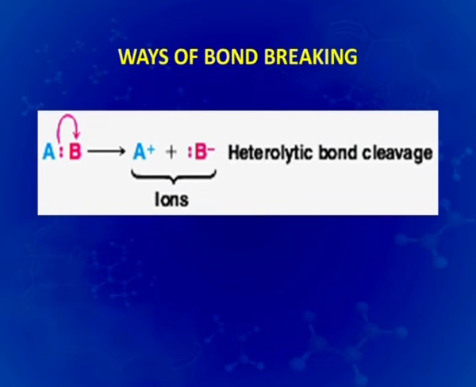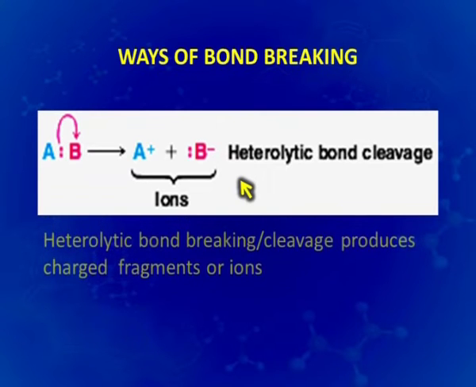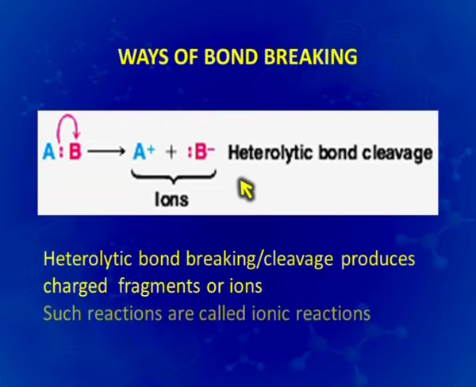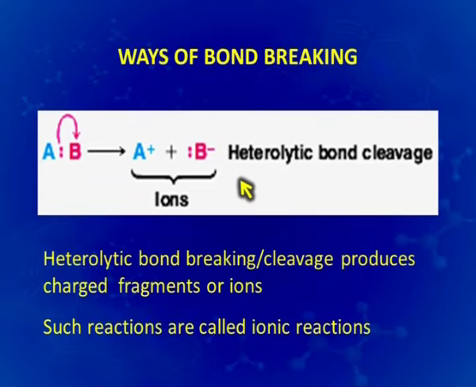This can be depicted in a different manner, like a reaction between A and B, wherein this particular pair moves on to B, and what we get is A plus and B minus. As a result of heterolytic bond cleavage, this leads to ions. So, we can say that heterolytic bond breaking or heterolytic bond cleavage produces charged fragments or ions, and such reactions are called ionic reactions because they produce ions.